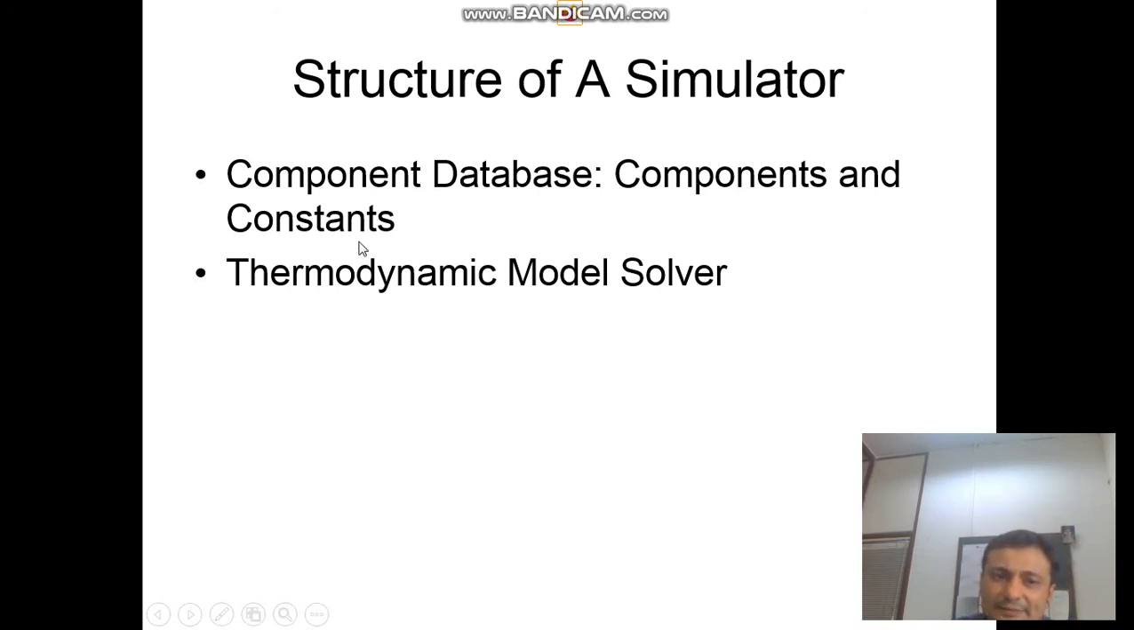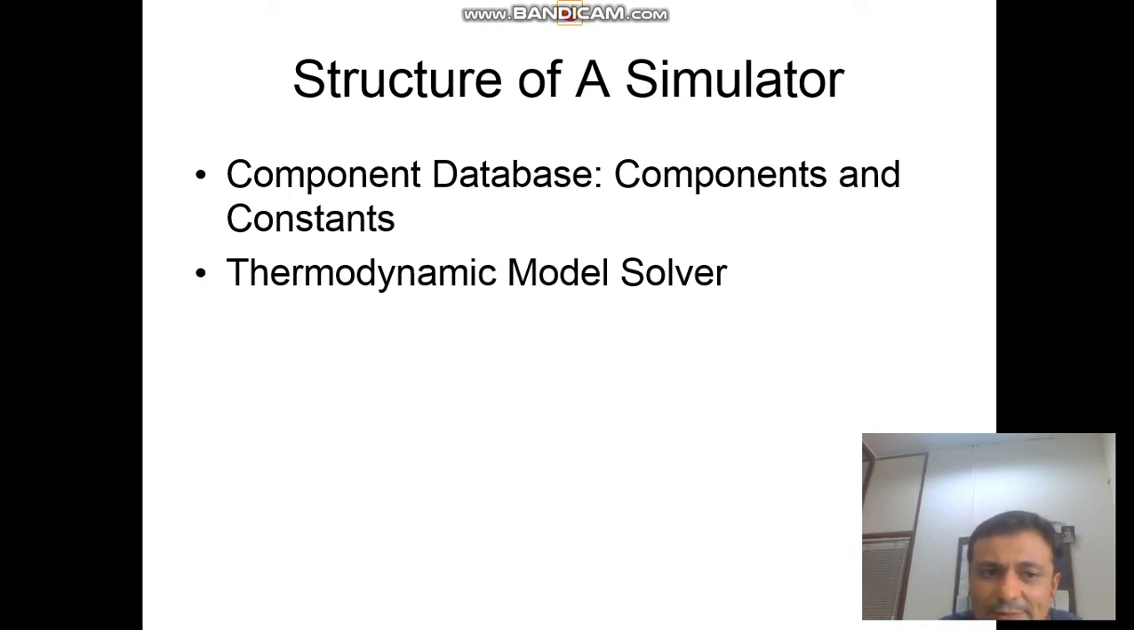Like if you are using MATLAB maybe or Excel, suppose vapor pressure is to be calculated, you have to make a separate code, you have to separately calculate it and then feed it to the Excel. Whereas here you just need to supply temperature and vapor pressure will be there in front of you. So that makes a difference between a simulator and a process simulator.